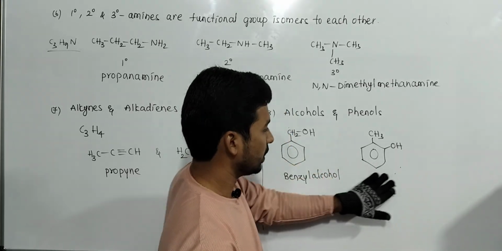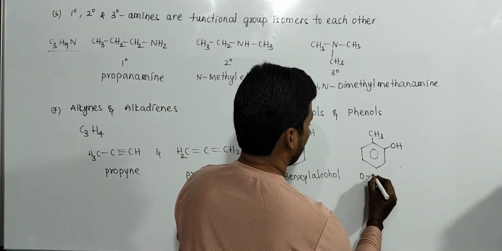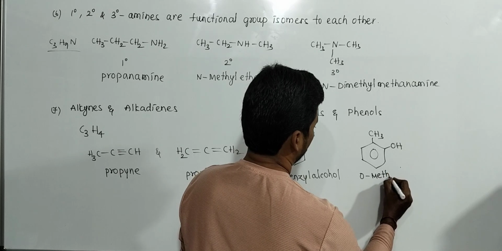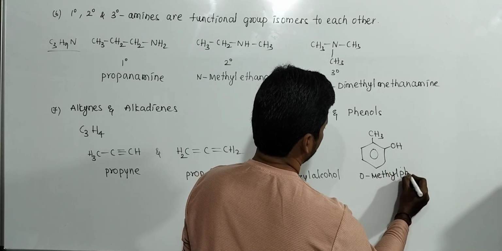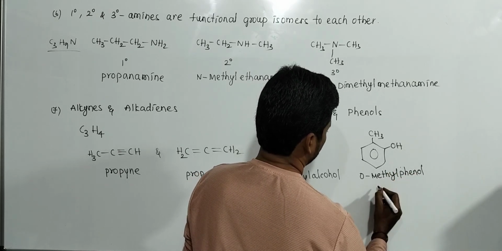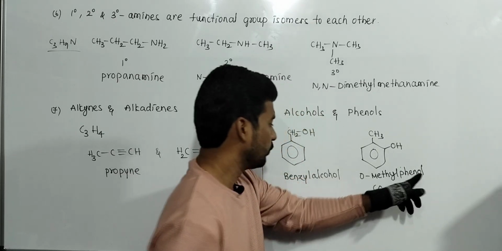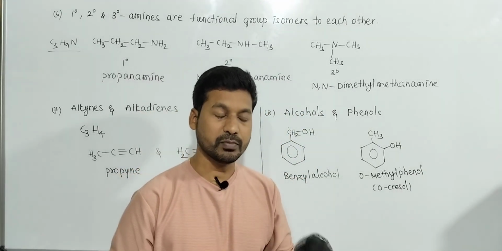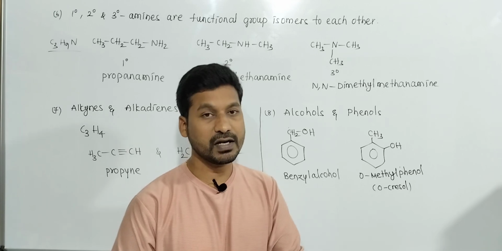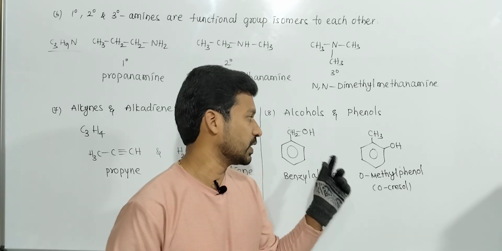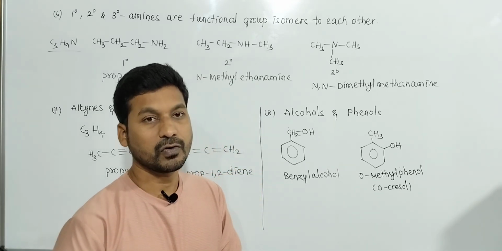Its general name is ortho-methylphenol. Common name is cresol, o-cresol. This is phenol, this is alcohol. Different functional groups. They behave differently. They have different characteristic properties. So they are said to be functional group isomers.